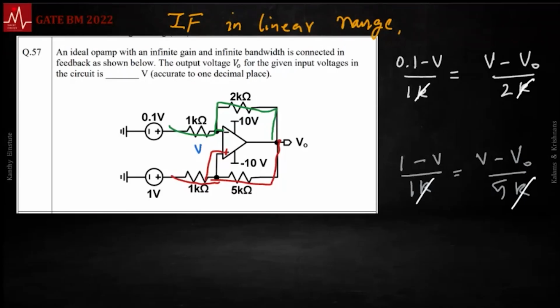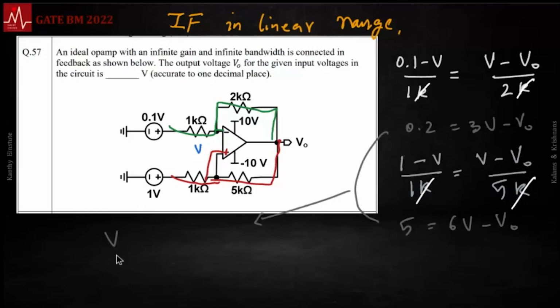So this equation says 0.2 equals 3V minus V naught. The other equation says 5 equals 6V minus V naught. Can you solve these two equations and tell me what is V naught? Two equations, two unknowns, you can solve for it. Multiply the first equation by 2. So that is 5 minus 0.4, 4.6 equals 3V. V equals 4.6 by 3.